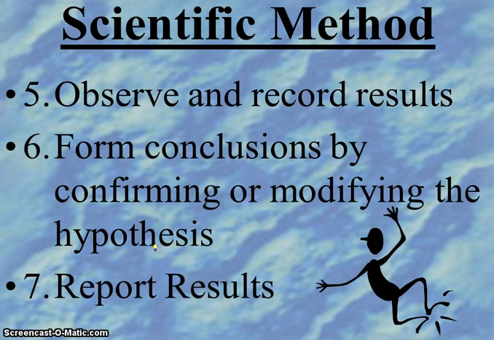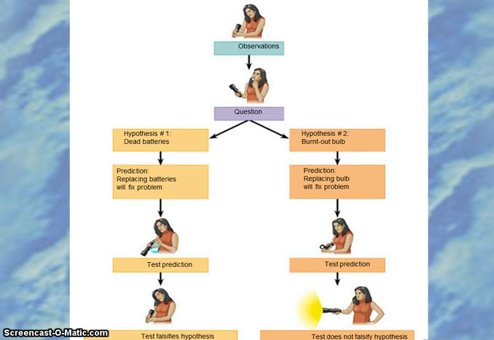So the scientific method is a work in progress. You always start off with an observation and then you ask some type of a question or define a problem. You make your hypothesis in the if-then format. You test it with an experiment, and we'll talk more about experiments tomorrow. Observe your results from that experiment. You kind of make a conclusion, and then you report your results. Okay?